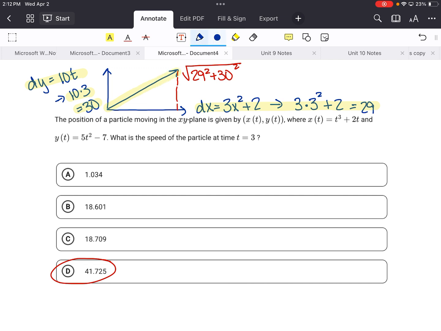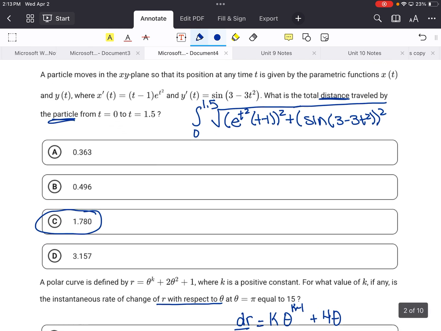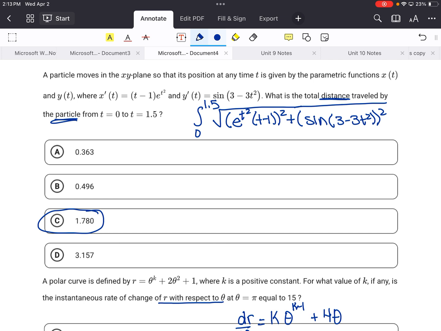So if I know that the x is changing by 29 and the y is changing by 30, how can I get the overall change of the particle or airplane or whatever it is in this case? Well, that's a Pythagorean theorem. So the change in x, the change in y, and the actual movement make a right triangle. So do the Pythagorean theorem and you get 41.725.